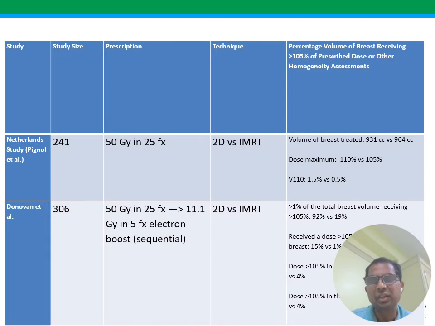Like the initial studies of 2D versus 3D or IMRT; when I say IMRT, this was mainly field-in-field. You can see they noticed that the maximal dose went down by using field-in-field. In the Dutch study, the V110 went down from 1.5 to 0.5%. Similarly in the Donovan study, comparing 2D to 3D field-in-field, the volume of the breast receiving 105% went down from 92 to 19%. The 110 went down, the 105 went down.